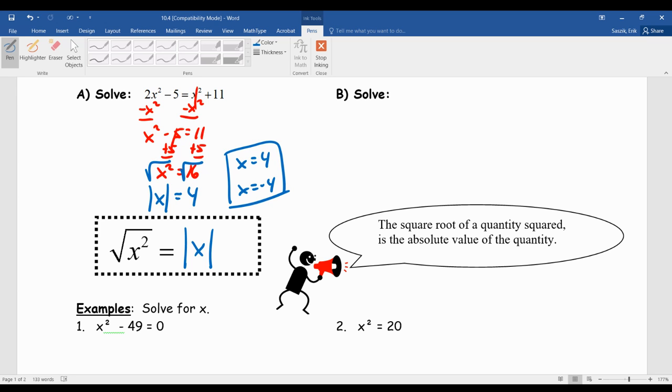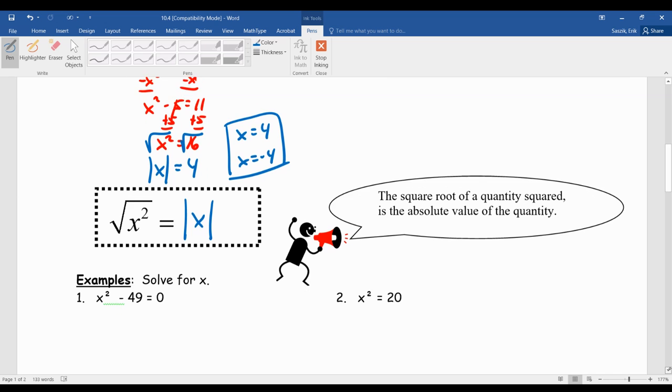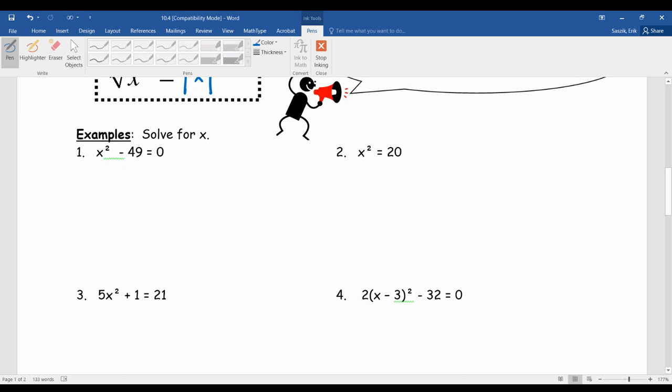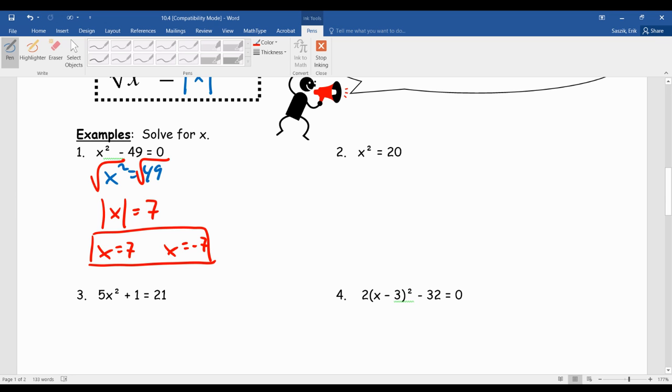All right. Now, I'm going to do some more of these. I'm not going to do this whole sheet on this video, but I'm going to do some of it anyway. So here, to solve for x, again, we want to get x squared by itself. So I move the 49 over. Now we want to undo this square, so we take the square root of both sides. That gives us the absolute value of x equals 7. Now we remove the bars, and we write down our two answers.